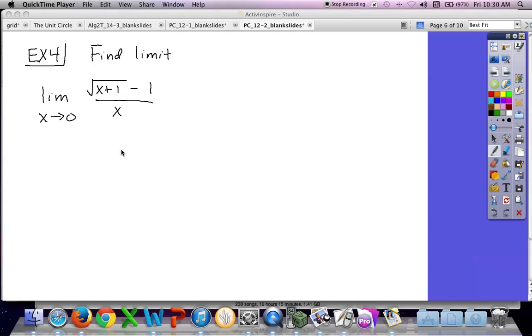Okay, so find the limit. Now, we can try direct substitution again. If we do, definitely the denominator is 0. Right? In the numerator, you get the square root of 0 plus 1, which is the square root of 1, which is 1. 1 minus 1 is 0. It's indeterminate form, right?